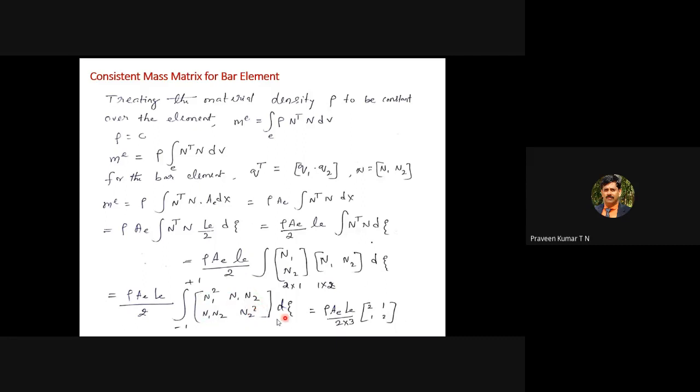After simplification, rho is outside, Ae is outside, Le is also outside, and 2 is outside. After simplifying this matrix, the integration will end with 1 by 3 into the matrix [2 1; 1 2].